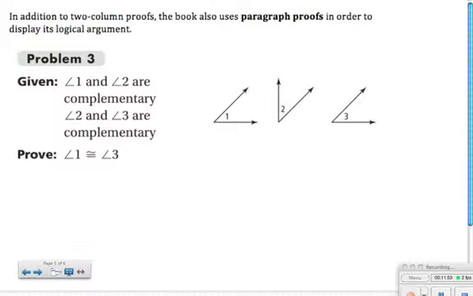And finally, the last kind of proof is an indirect proof, but that's closer to like December.